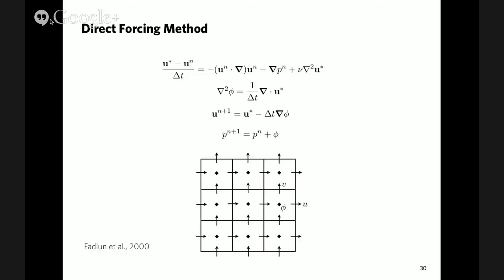But let me first explain what the direct forcing method is. So you start off with the projection method. This is how the equations are written in a standard form traditionally, and this is how the projection method is written and solved. And Fadlon and company in 2000 decided to take these equations, add a forcing term to the equation which solves for the intermediate velocity, and then solve the rest of the equations. And again, the purpose of the forcing term is to enforce the no slip condition.